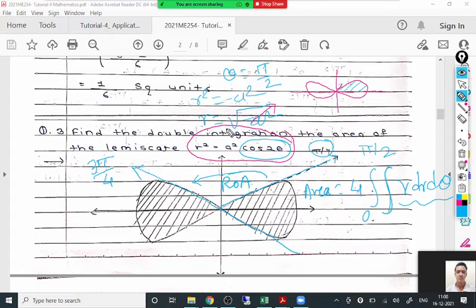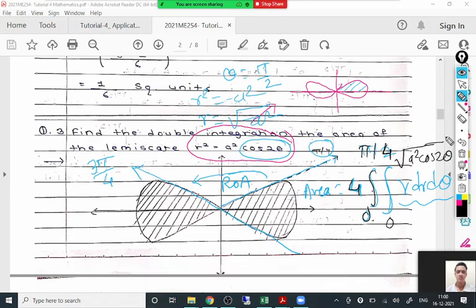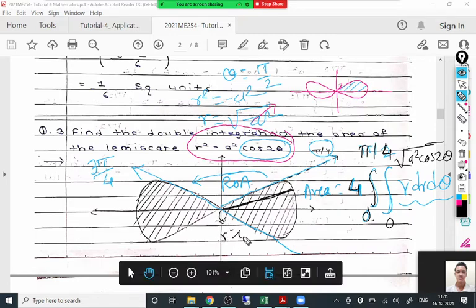So don't go into too much detail. Just remember, always the limits for the lemniscate are 4 times the integral 0 to pi by 4. That should be the outer limit, and the inner limits for the lemniscate are 0 to root of a square cos 2 theta. That's one. This only you have to evaluate. Any doubt? Clear, sir. Okay, good.